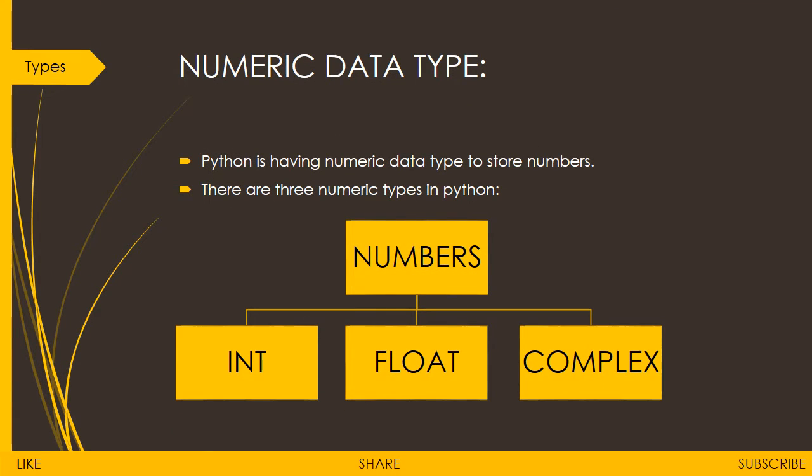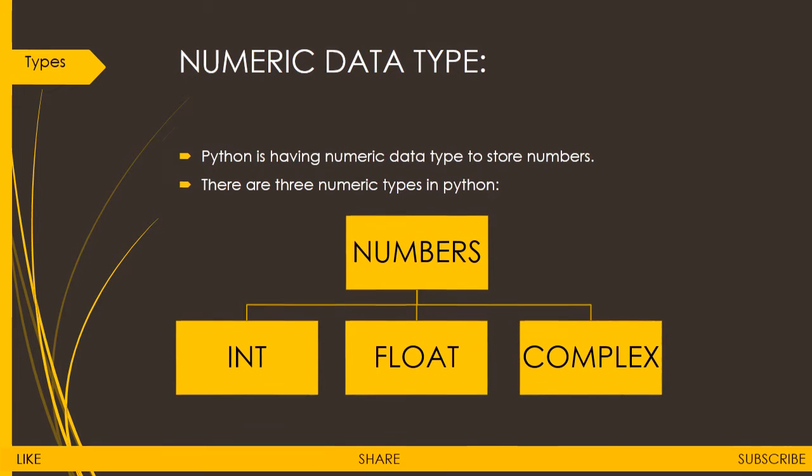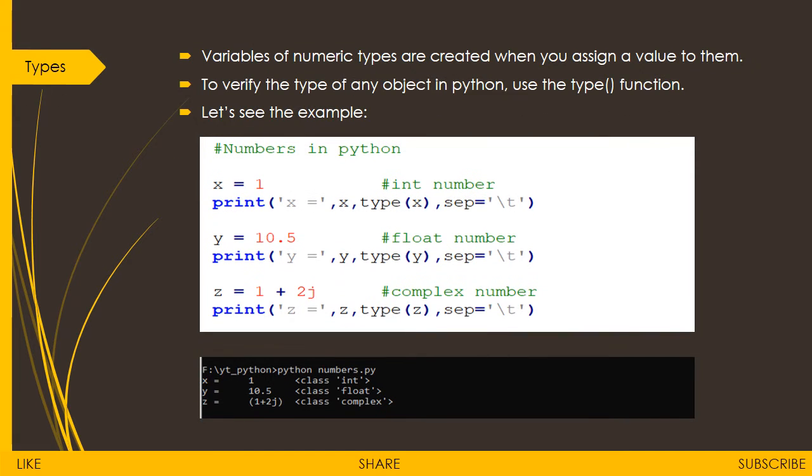Now let's start about numeric data type. Python is having numeric data type to store numbers. There are few numeric types in Python: integer, float, and complex type of numbers. Variables of numeric types are created when you assign a value to them. To verify the type of any object in Python, you can use Python's built-in type function.